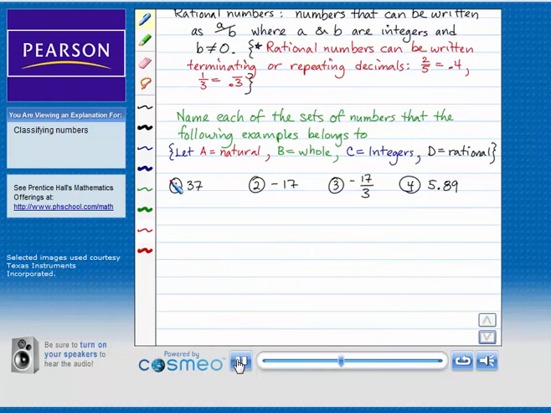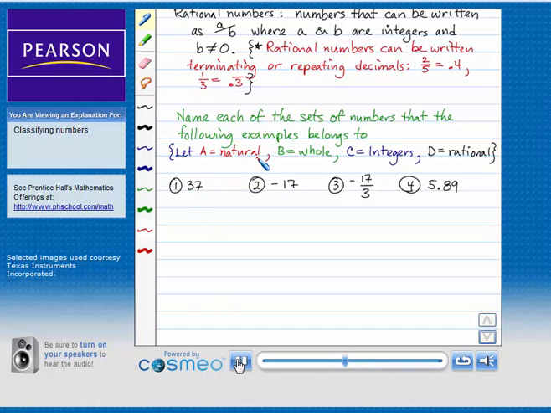So why don't you look at the examples that I've given below, 1 through 4, and let each of these letters represent the sets. A represent natural, B whole numbers, C integers, D rational numbers, and name each of the sets that these numbers belong to. Okay? So let me get you started on number 1, then I'll take a break and you can continue with the rest of them. Okay, 37.